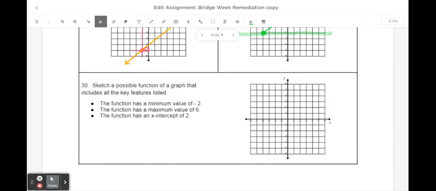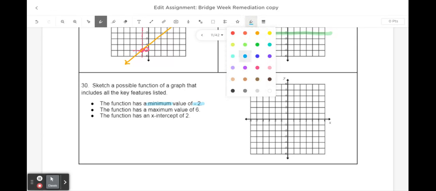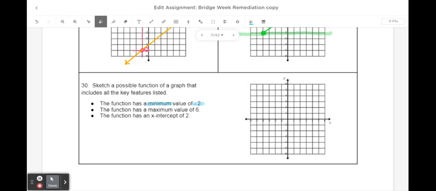The last problem here is a little bit more complicated because there are 3 criteria that we need to incorporate. The first is that the function has a minimum value of -2. Now, in math, the word minimum means the lowest that it can go. So the lowest that this graph is allowed to go is the -2. In order to remind my brain of that, I'm just going to draw a line at the -2 so that I know don't cross the line.